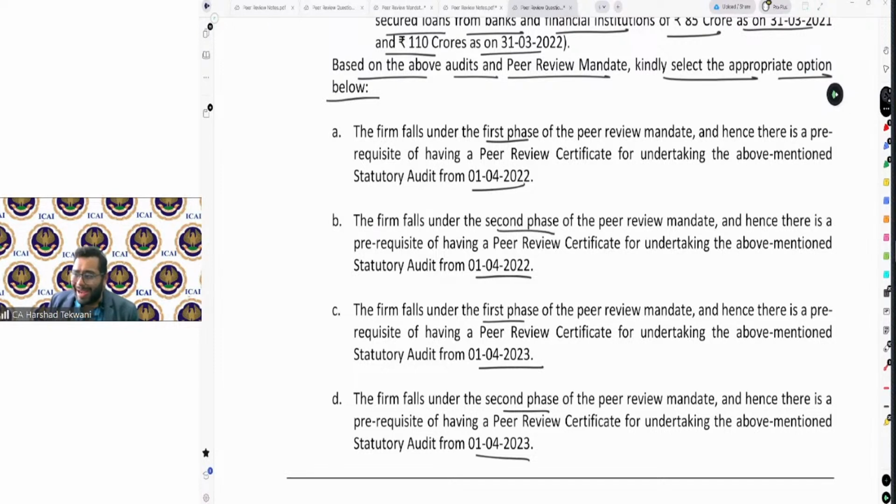See, at least I'll say give a try. Then we'll see what the correct answer is. But at least give a try. So you'll get clarity on how the mandate is about.